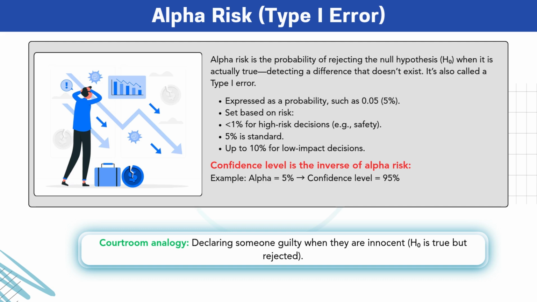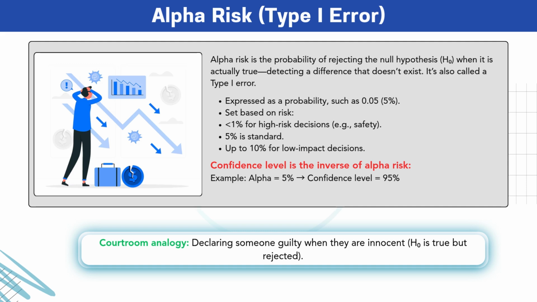This value isn't fixed. It's set based on the risk tolerance for the decision being made. Typical alpha values: less than 1% for high-stakes decisions, for example in safety-critical systems. 5% is the most common. Up to 10% for low-risk or exploratory studies. Link with confidence level. Confidence level equals 1 minus alpha. So, if alpha is 5%, the confidence level is 95%. This is the degree of surety you have in avoiding a type 1 error.